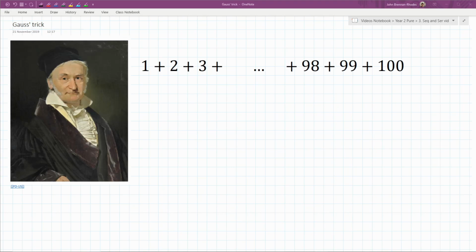So add up the first 100 numbers on the screen. How quickly can you do it? Can you work out a way of doing it very quickly without just putting them all into a calculator, or writing them down, or thinking in your head? Okay, pause the video, see if you can come up with a good way, and then I'll show what is supposedly the trick that Gauss came up with.